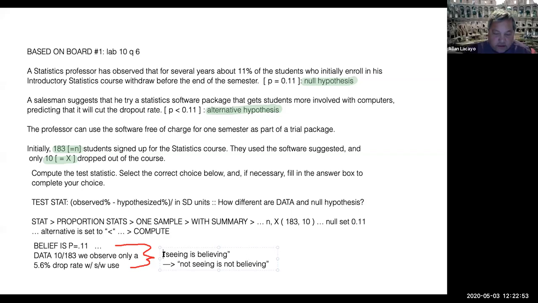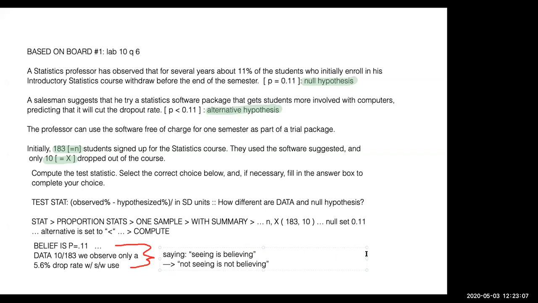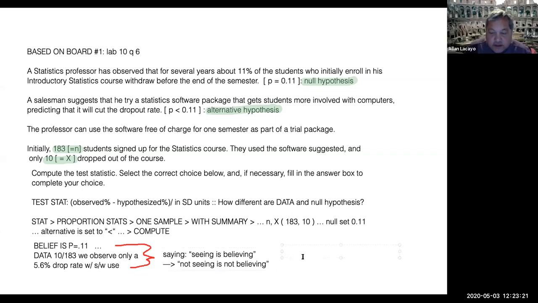No, the saying goes, seeing is believing. And that also by logic means not seeing is not believing. That's just a logical construct. Okay. Or the greatest things in life are the things we believe in that we can't see. That's called faith, though. That's not called hypothesis testing. You can have faith, but that's different than hypothesis testing.